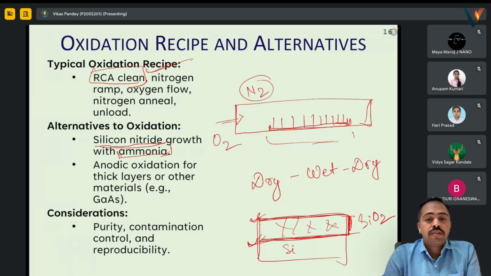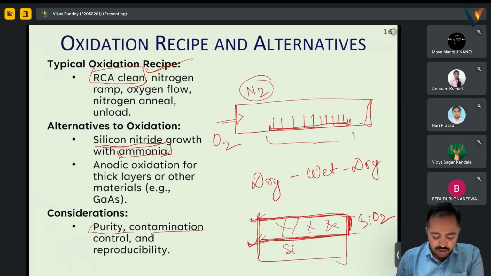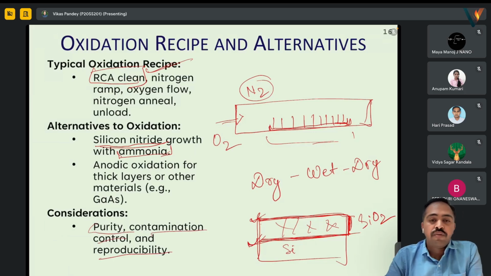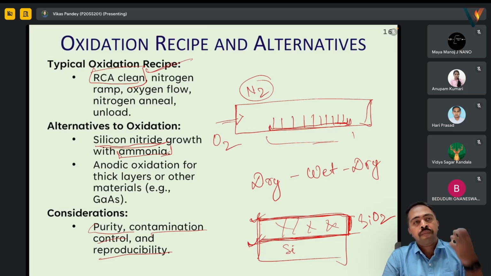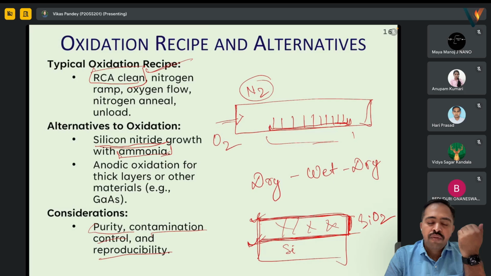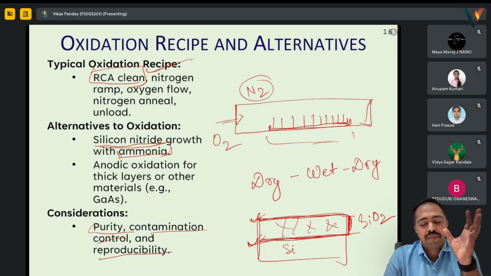In all these cases, purity, contamination control, and reproducibility are very important. We have to ensure that there is no contamination, no other material is used. Like if we are using oxygen, it should be very clean, very pure. Nitrogen clean, and it should be reproducible. It should not be that I am doing it today at these parameters, but tomorrow if you do the same thing, you get something else. You should get the same thing. Then we can say that this method is fine and we are able to reproduce it.